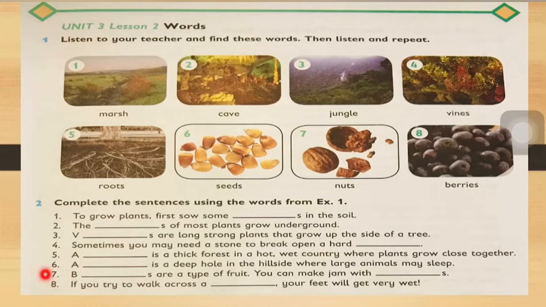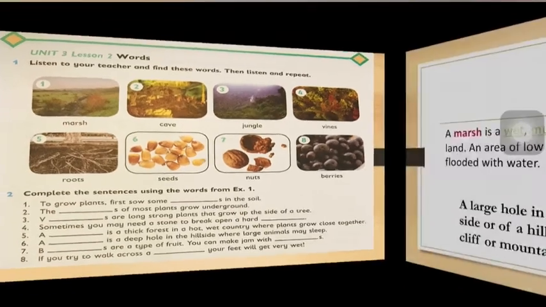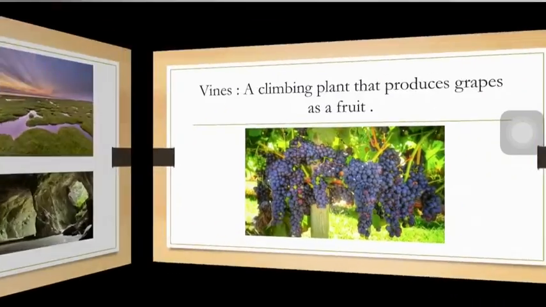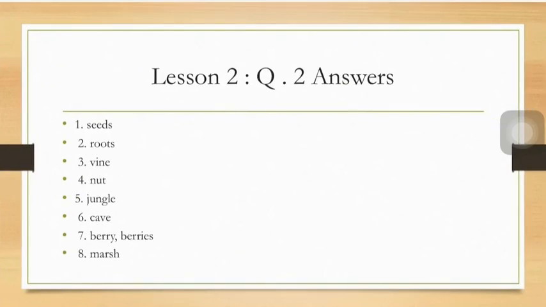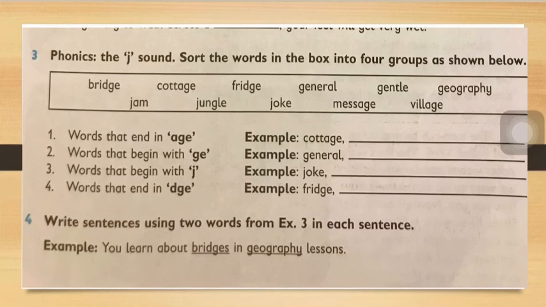Number 8. If you try to walk across a dash, your feet will get very wet. Children, very easy. From where will the feet get very wet? If we walk across it means there is land as well and water as well. So what are we going to write here? Marsh. Excellent, children. Now you may check your answers from the answer key. Now check your answers. I will give you a while. I'm sure all of you must have done it correctly. Good. Now let's move on to the next question. That is question number 3.